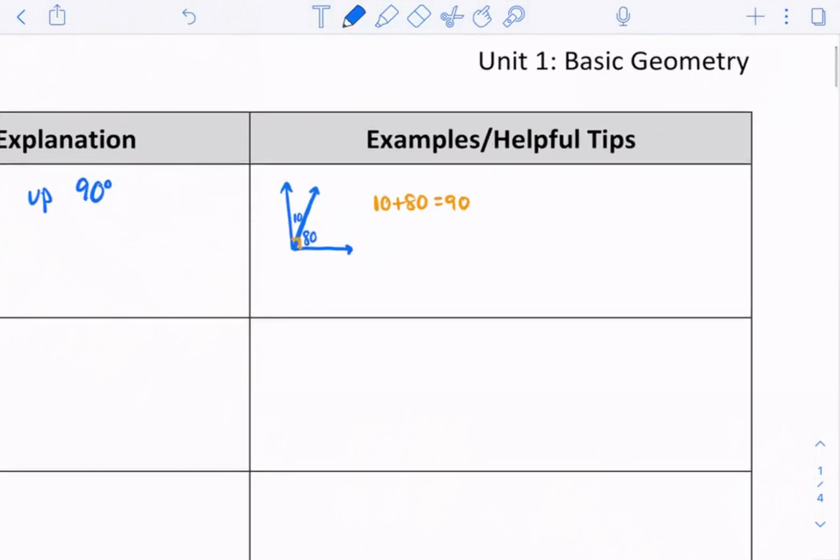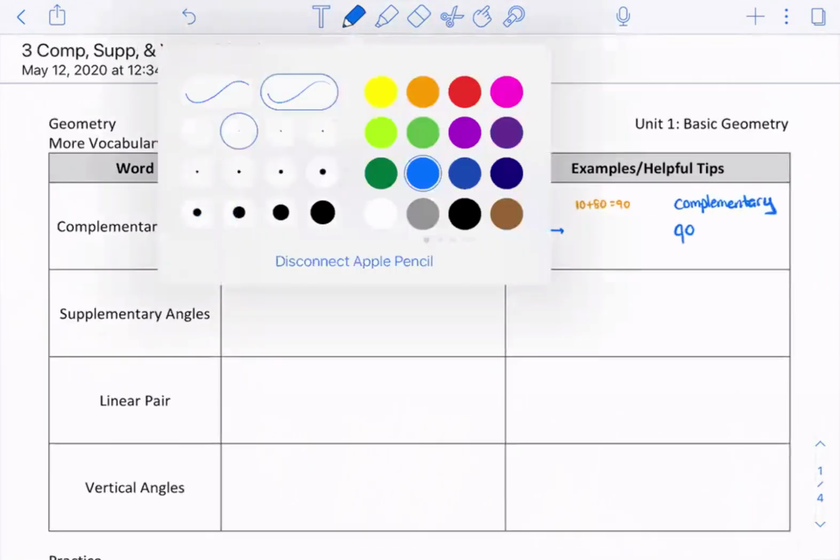And a little helpful tip, the word complementary, if I look at the C-O, I can actually change the C into a 9, and it looks like the number 90. So that's how you could remember that complementary means angles that add up to 90 degrees.